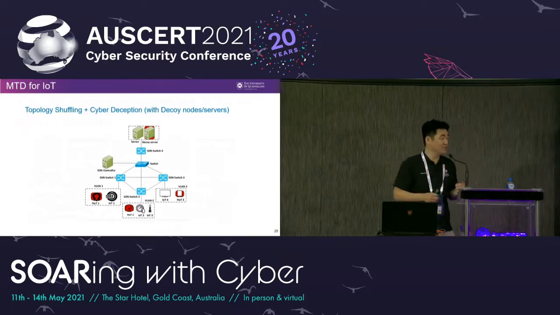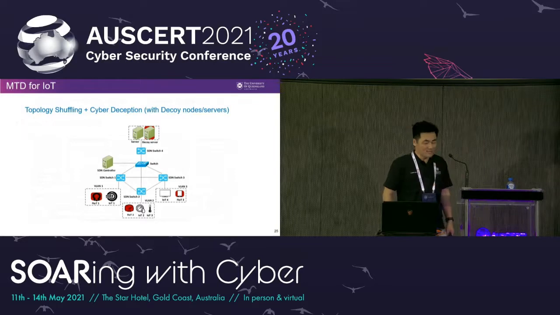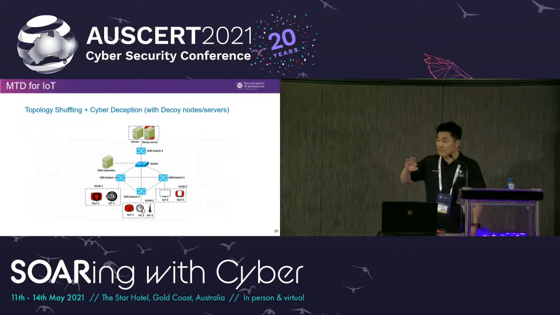A low interaction decoy node is cheap, and an attacker can easily figure out that it is a low one. High interaction is expensive, but it mimics the real behavior of IoT nodes and servers. So when an attacker is trying to get to the deception nodes, they are forwarded to the decoy server, and then the attacker cannot get anything.